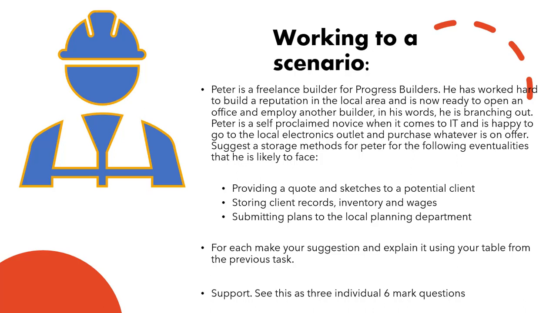For each, you need to make a suggestion and explain it using your table from the previous task. So I want to see you bringing in the characteristics, the advantages, the disadvantages, and why you have recommended what you have. A little bit of support for you is that I would see this as 3 individual 6-mark questions. And if you structure it as 3 individual 6-mark questions, you won't scrimp on one of them over another.